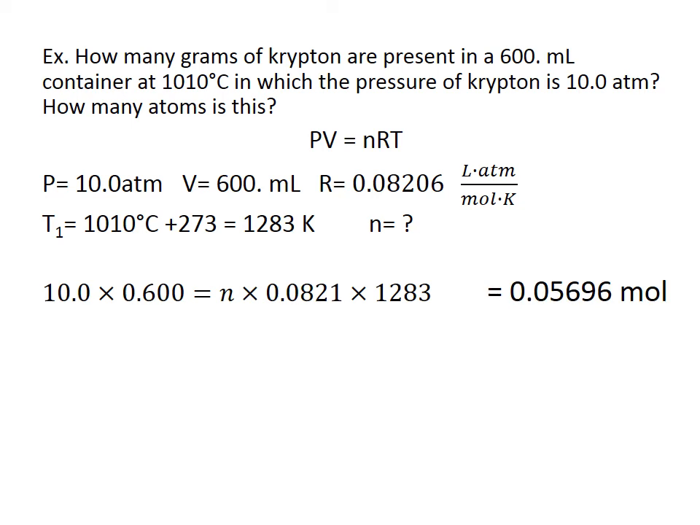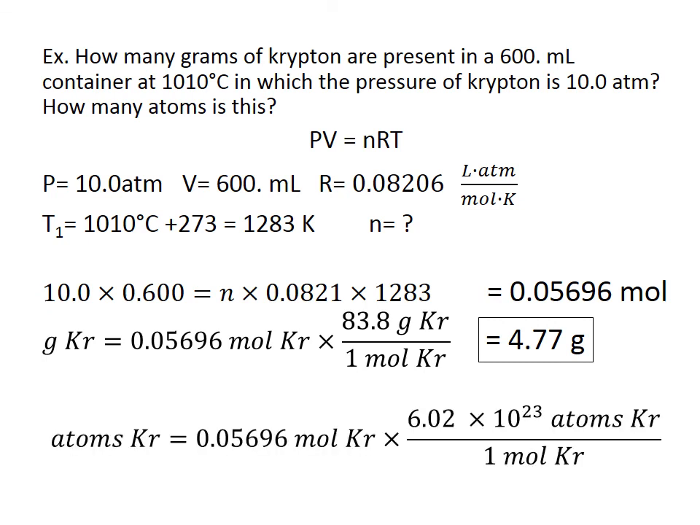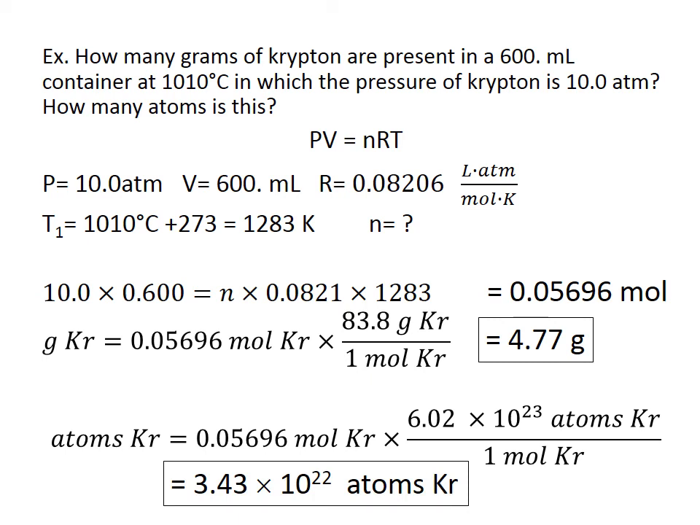So now that we have moles of krypton, we need to find grams of krypton. Remember, to go from moles to grams, we multiply by the formula mass, or in this case it's an element, so we multiply by its atomic mass. And atomic mass of krypton is 83.8 grams per mole, and that gives us 4.77 grams. Now to get our number of atoms, we multiply by Avogadro's number. We have a certain number of moles. To go from moles to atoms, you multiply by Avogadro's number, and that gives us 3.43 times 10 to the 22 atoms of krypton.